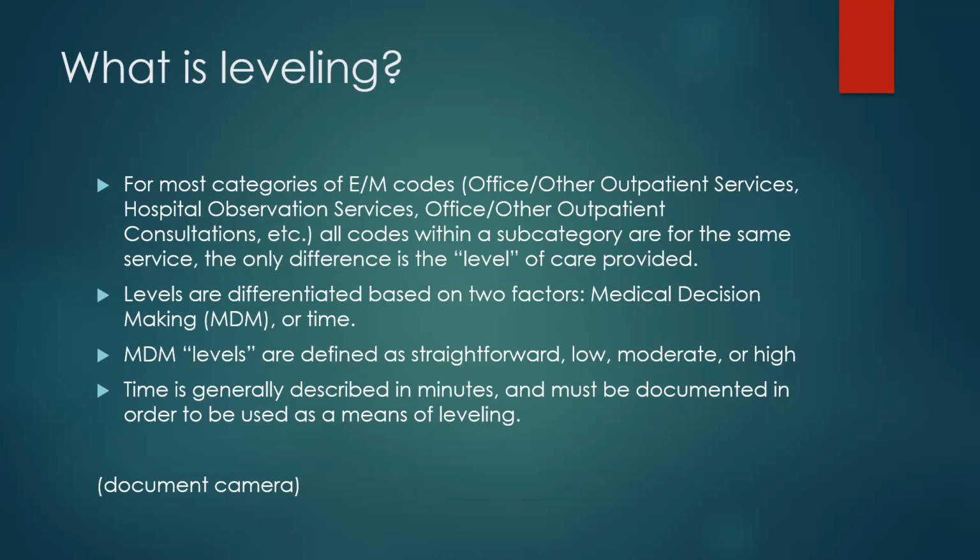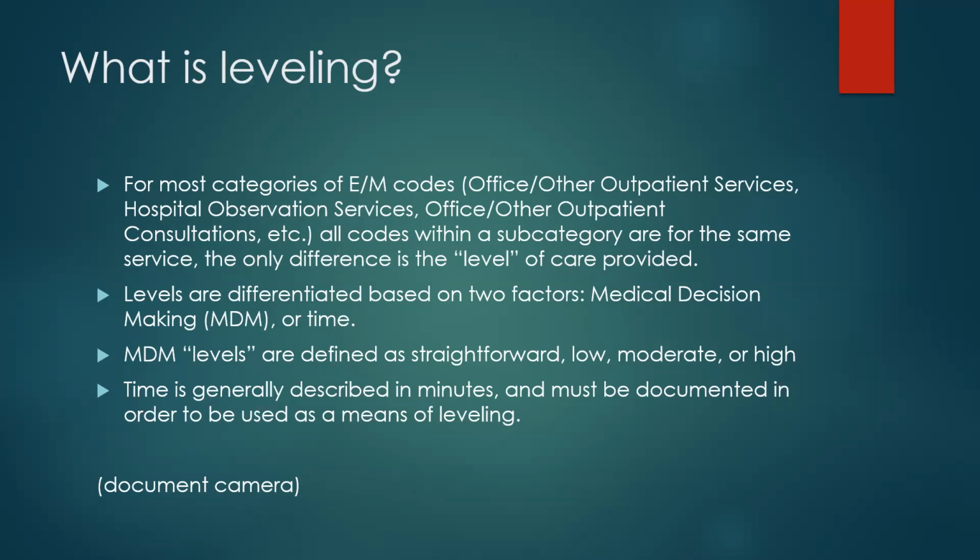Okay. Because it's not just up to, well, it was documented, the provider said this was a very high level. No, it has to be justified, right? We have to have some justification. So there's 2 different ways that we can level codes in E&M. One of them is medical decision making, and the other one is time. So medical decision making, we also call that MDM. That's the most common way that it's referred to.